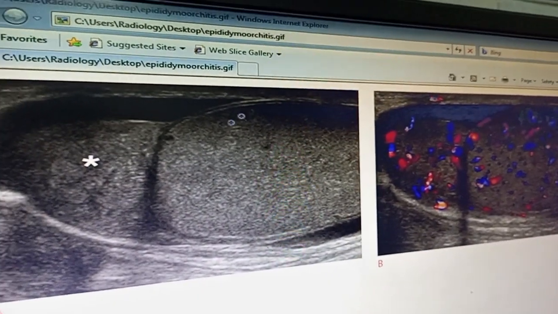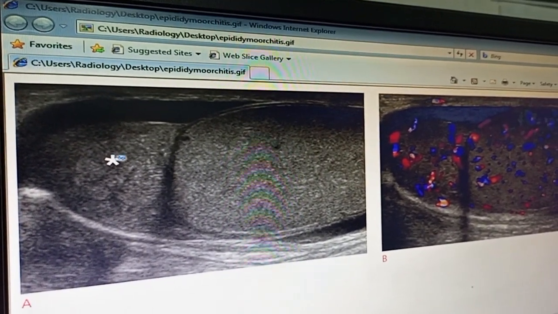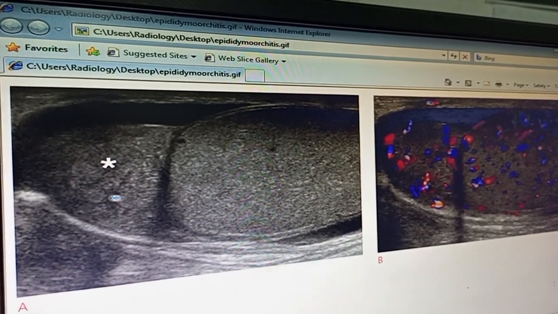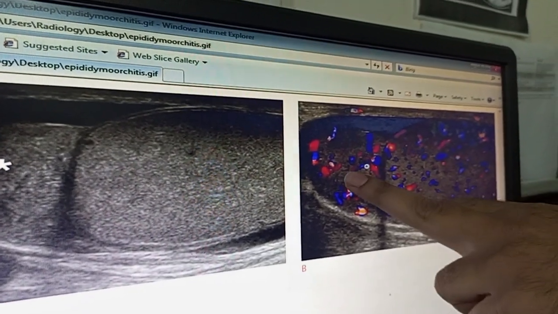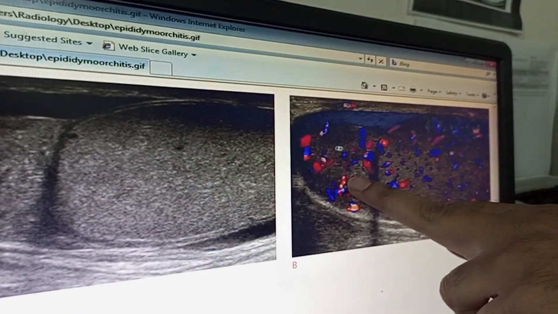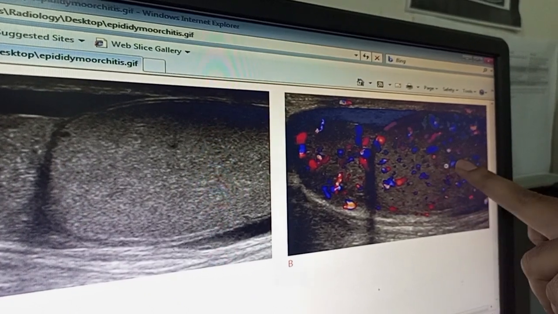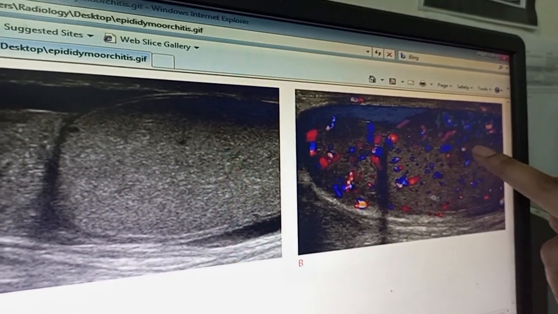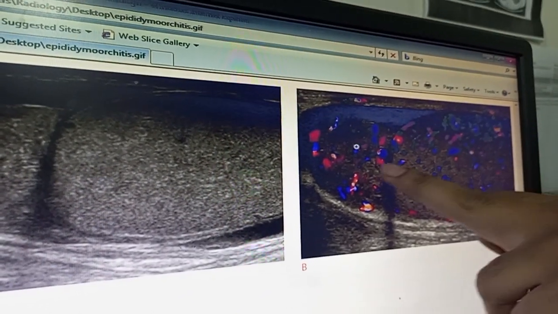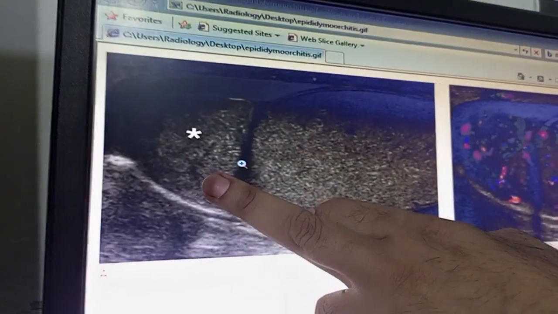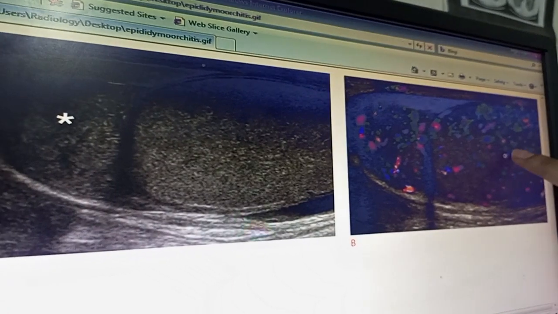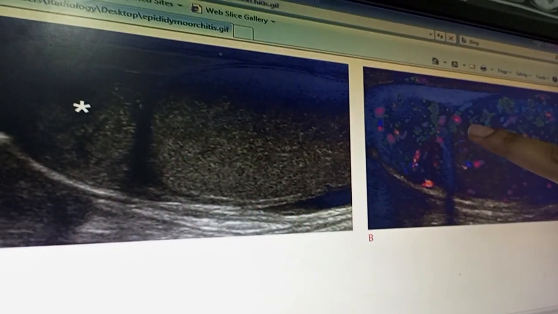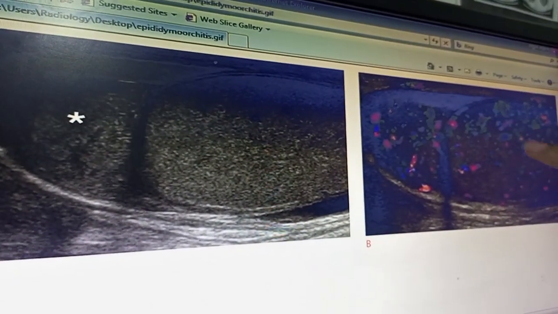This is another case of the ultrasound of the testes. You can see the epididymis is enlarged and hypoechoic. On color Doppler, there is increased flow in the epididymis region, and also increased flow in the testes. There is also scrotal wall thickening, which is not mentioned here.